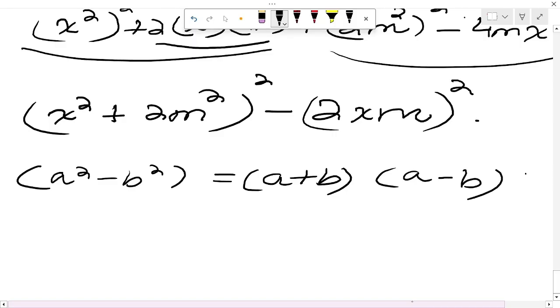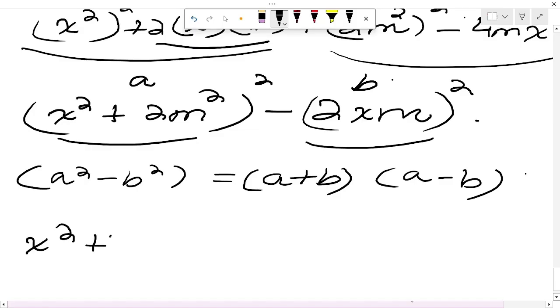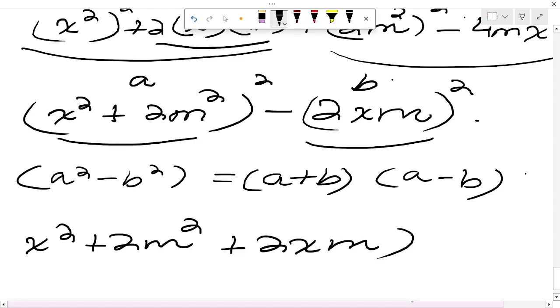So I'll put this expression into this a square minus b square form. So we have a, this whole thing is a, and this whole thing is b. Let's consider these both pairs as a and b. So it says a square, we need to write it as a plus b. So x square plus 2m square, it will be added with 2xm. This is our first pair. Now what will our second pair be? You will write it here, right here, but I don't have space, so I'll write it just below.